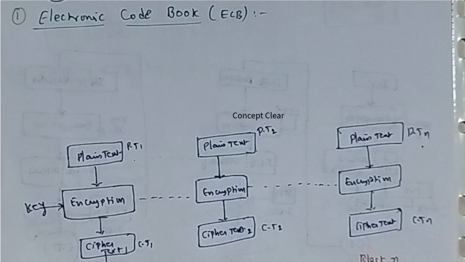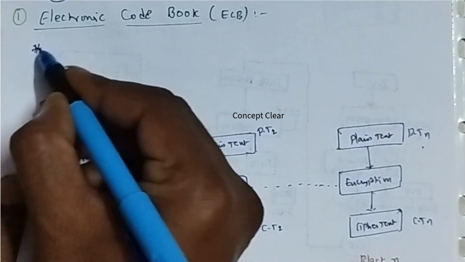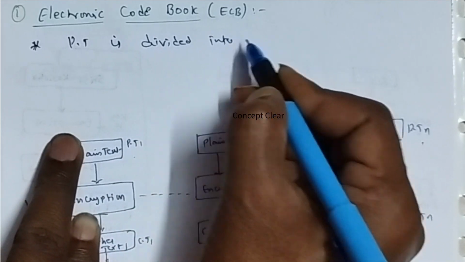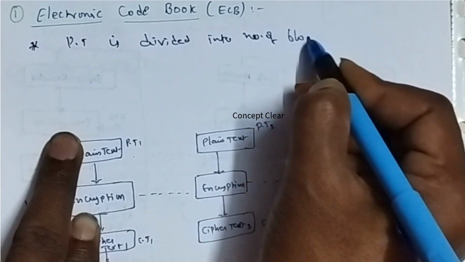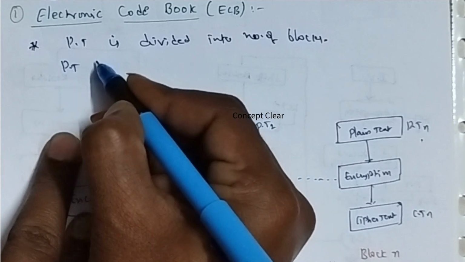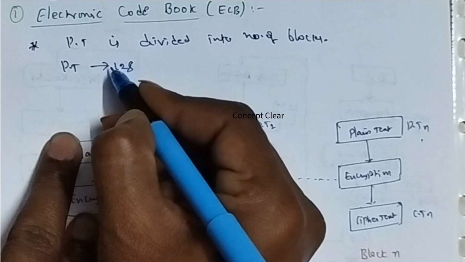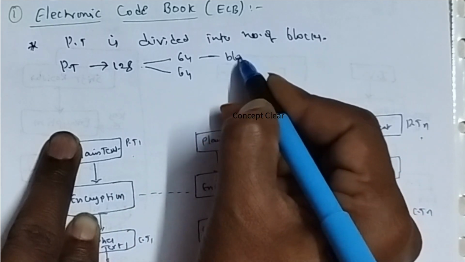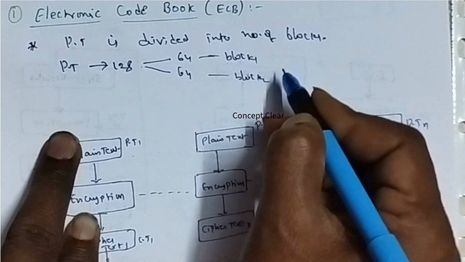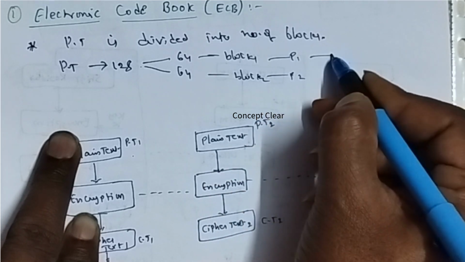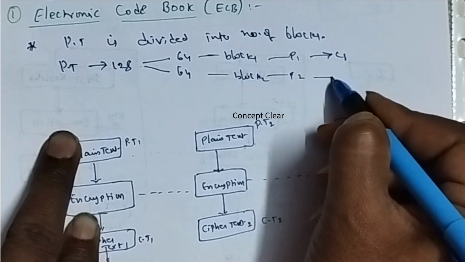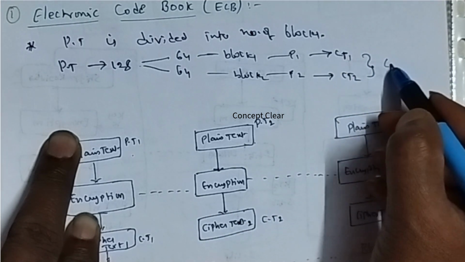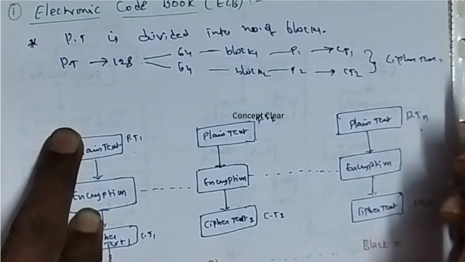Here, first the plain text is divided into a number of blocks. Suppose the plain text is 128 bits. Assume the plain text size is 128 bits. It is divided into 64 and 64. This is block 1, block 2, so it is P1 and P2. Here P1 is converted into ciphertext C1. P2 is also converted into ciphertext C2. Finally we add these two to get the ciphertext.